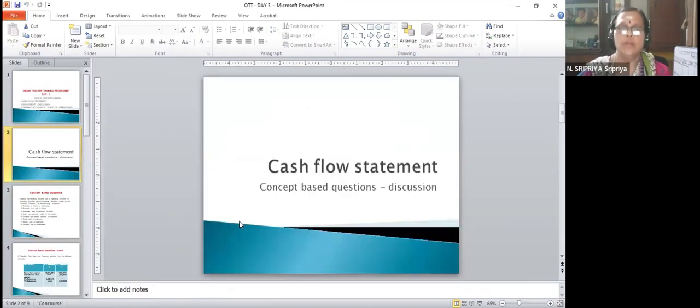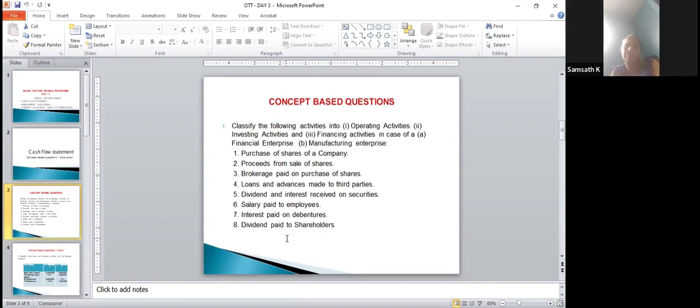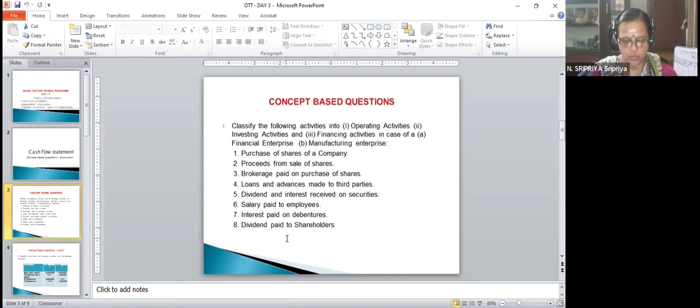So now I'm going straight away to cash flow statement numericals. This is again another activity for you. Concept-based questions. Are you able to see the screen? Yes, ma'am. So classify and let me know. You are classifying the activities into operating, investing, and financing activities. That is not the question. With that, the final information should be taken into consideration very, very carefully.